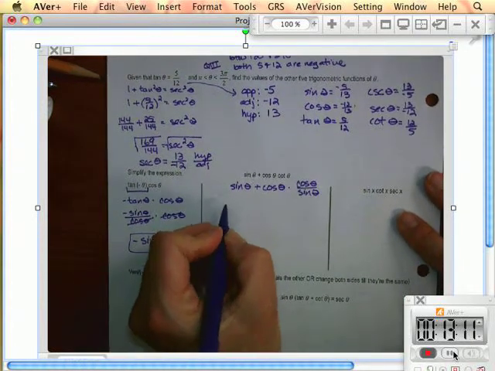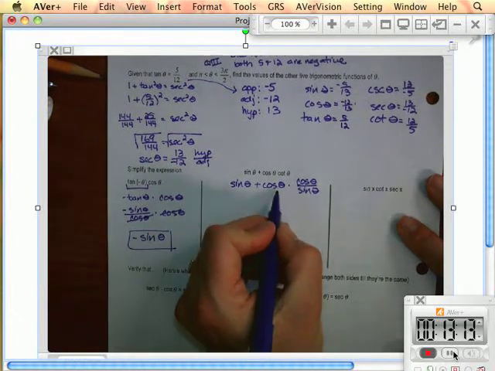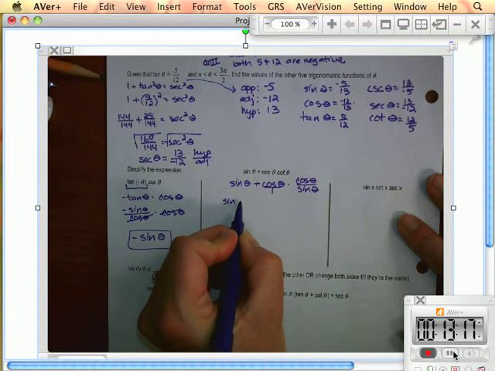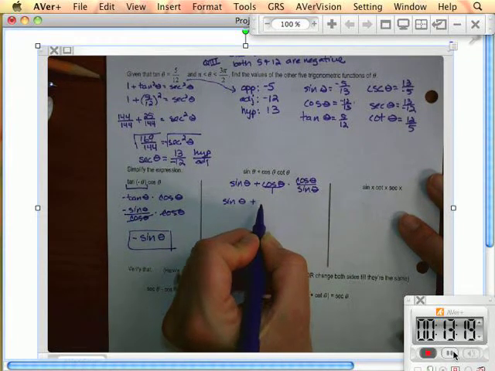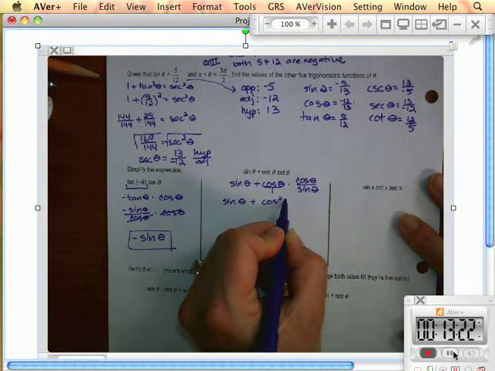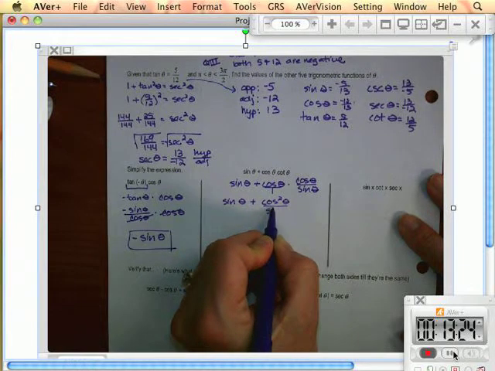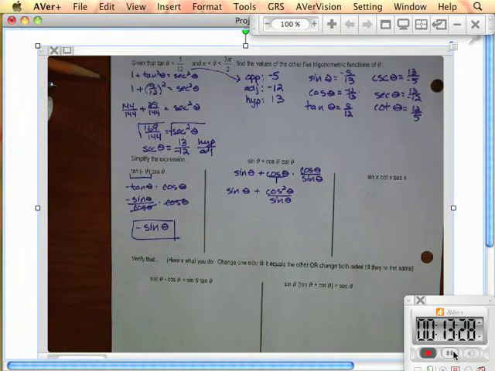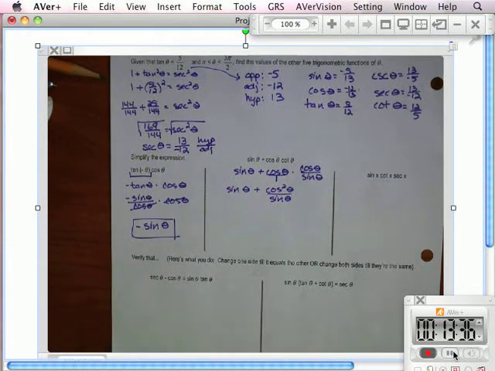No, they don't cross out. They're both on the top, so they don't cross out. So let's do this some more. Sine of theta plus cosine squared of theta over sine of theta. So I just multiplied the tops together. No, because of the addition in between. I have to add these two fractions together.